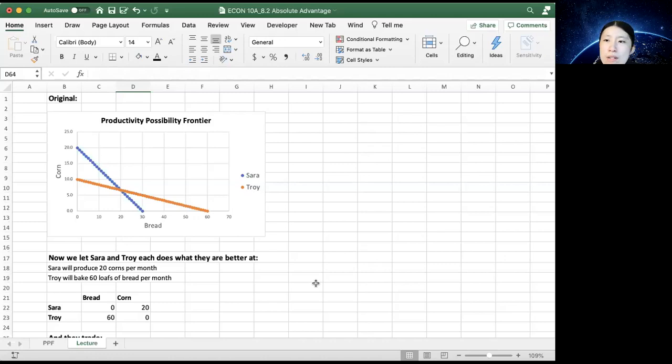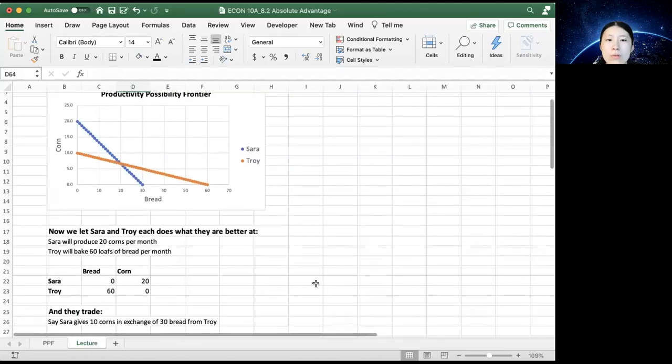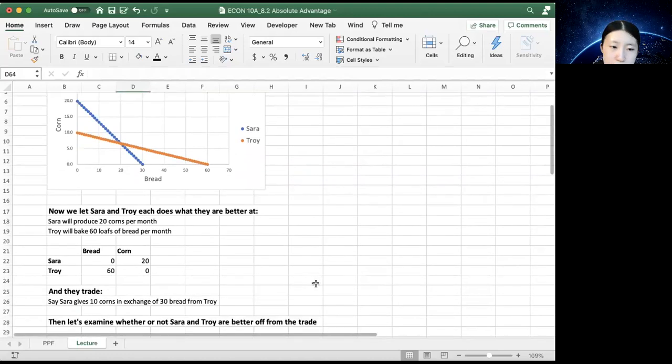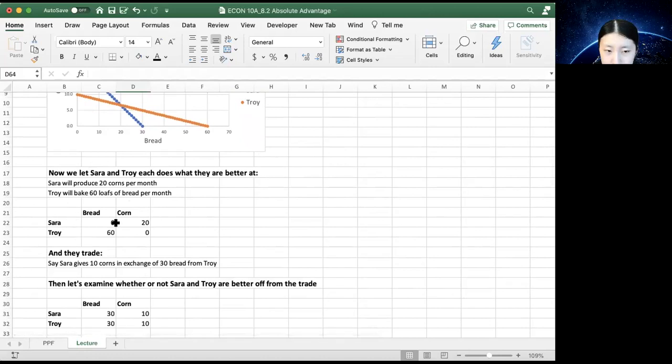If we connect the 2 points on the x-axis and y-axis, we get the production possibility frontier, shown as these 2 straight lines. Each one represents Sarah's or Troy's production possibility frontier. So it's very clear that, using the definition of absolute advantage, Sarah is better at producing corn, and Troy is better at producing bread. Now we let Sarah and Troy each do what they are better at. Sarah will produce 20 corn this month, and Troy will produce 60 breads this month. This is the production matrix we have.